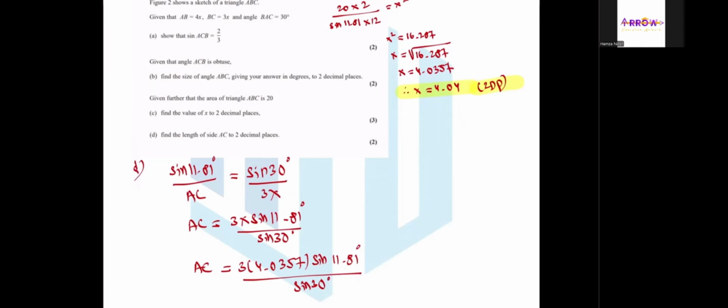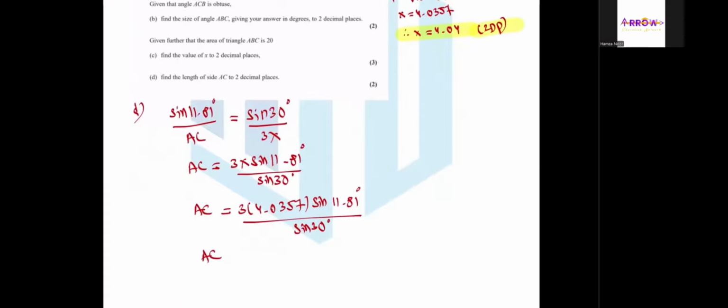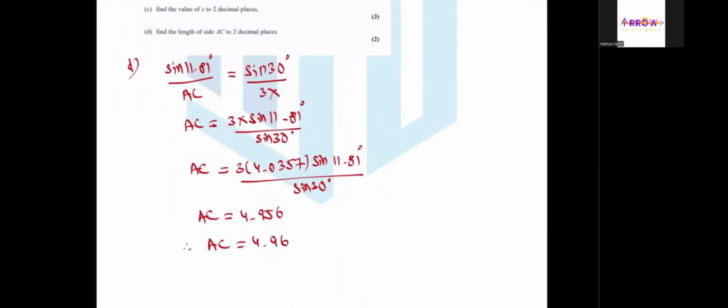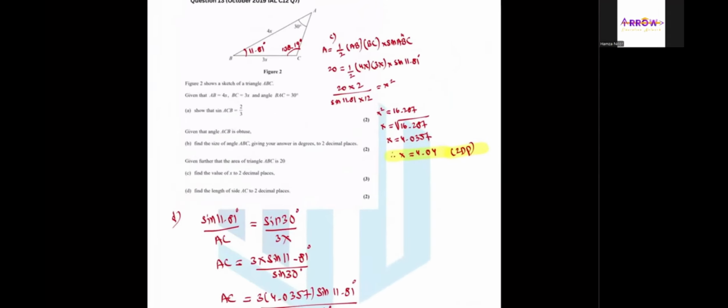So this turns out to be 4.956. The length of AC is 4.956. And correct to 2 dp, we need to give our answer. Therefore, the length of AC is 4.96. No specific units are mentioned, meter or kilometer, whatever, so just write your answer like this. This value is correct to 2 dp. So this was the requirement of part D.